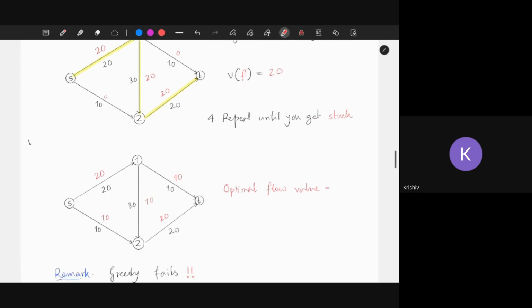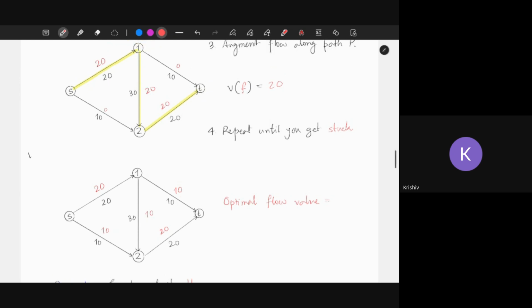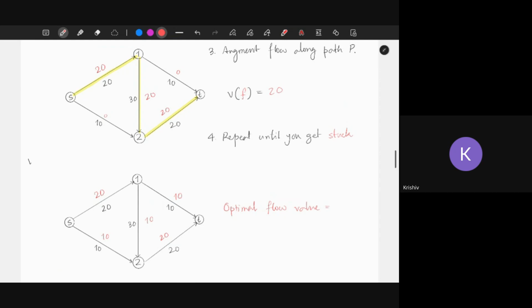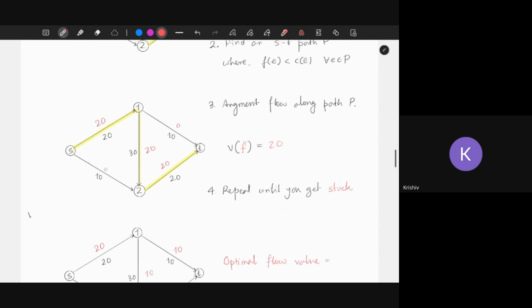And one can see that after this, you can't do anything much. This is the place where you get stuck for this network.